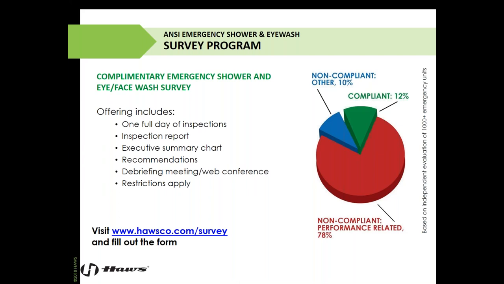Non-compliant other, 10%, basically means that someone was missing a sign. There was a step between the hazard and the emergency equipment. Something that's not going to affect the performance of the emergency equipment. And then the gigantic Pac-Man size slice of our pie there is non-compliant for a performance related issue, nearly 80%. 80%, that gives you a 1 in 5 chance of getting to a piece of emergency equipment and it working the way it should. Obviously that 20% is Haas equipment, but moving on, this is a real number.